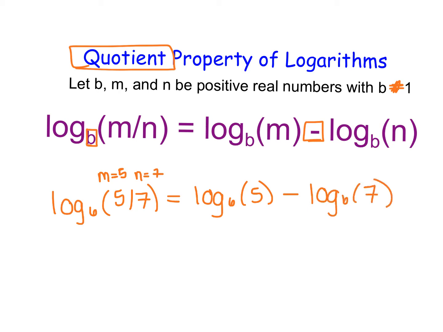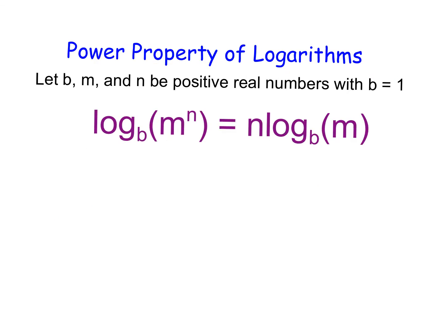And here the order does matter. The numerator comes before the subtraction sign, and the denominator comes after it. The final property again has b, m, and n being positive real numbers with a b value that is not equal to 1. Here you'll notice that we have a base and a power, so we have m to the power of n inside of the log. This is called the power property of logarithms.